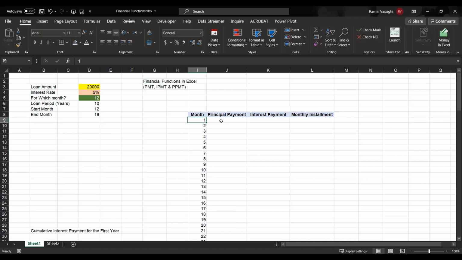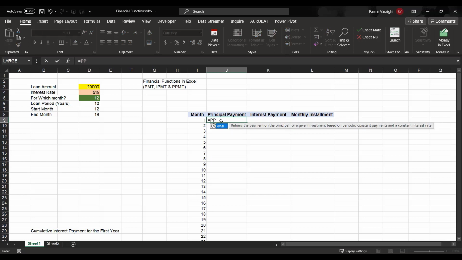Now for principal payments, you're going to use equal sign PPMT. According to the formula, it's required to have your rate, which month that you're working on, and number of payments, your loan amount, future value, and the type, which is whether you're paying in the beginning of the month or end of the month. By default would be end of the month.